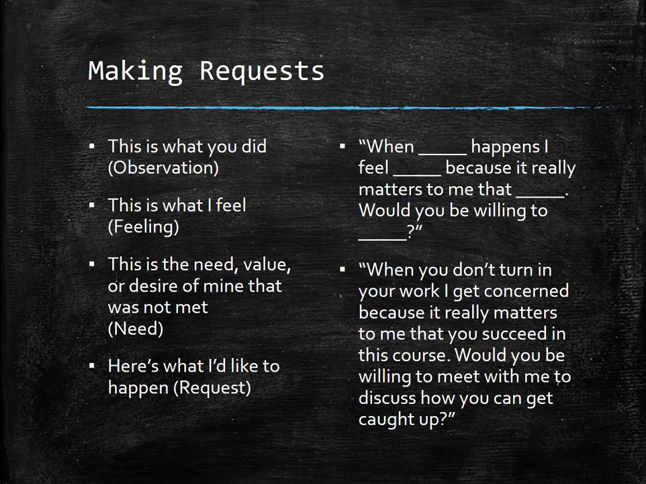So making requests then, these are some examples of what it might look like. So we're using the nonviolent communication model. And so we point out the observation, this is what you did, right? The feeling, this is what I feel. The need, right? And so this is the need, value, or desire that was not met. And then the request of what you'd like to see happen. And so the formula is, when blank happens, I feel blank because it really matters to me that blank. Would you be willing to fill in the blank?